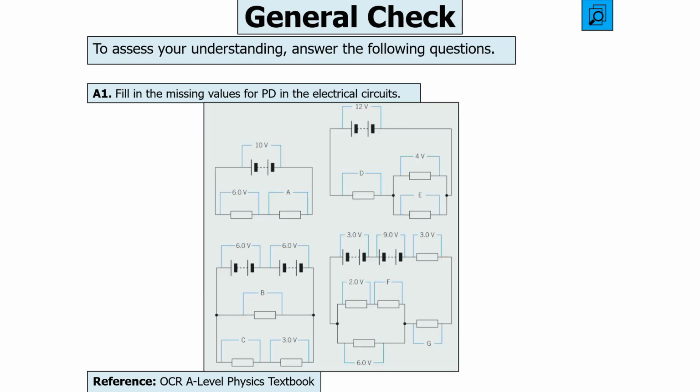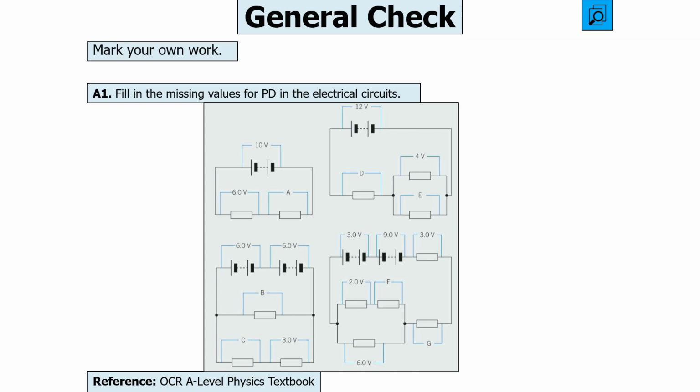The next question says, fill in the missing values for the potential difference in the following electrical circuits. So pause the video now, then unpause the video when you want to go through your answer. Right, in this question you've got to remember that the EMF in equals the PD out for each branch, and each branch will have the same overall PD out.